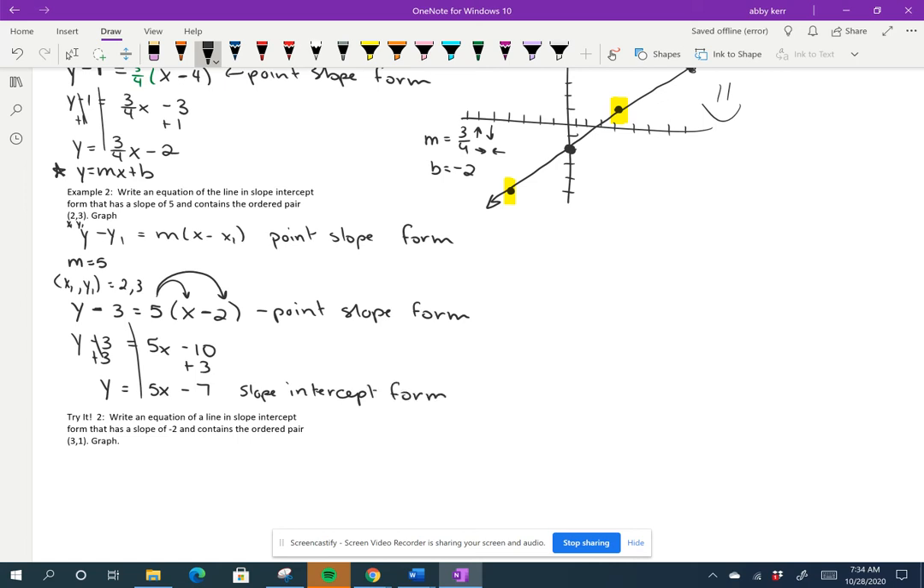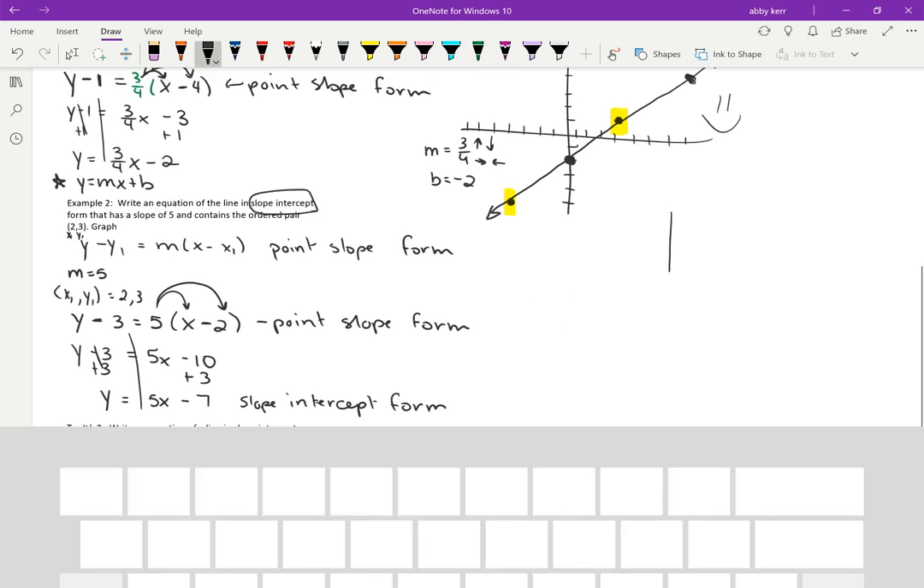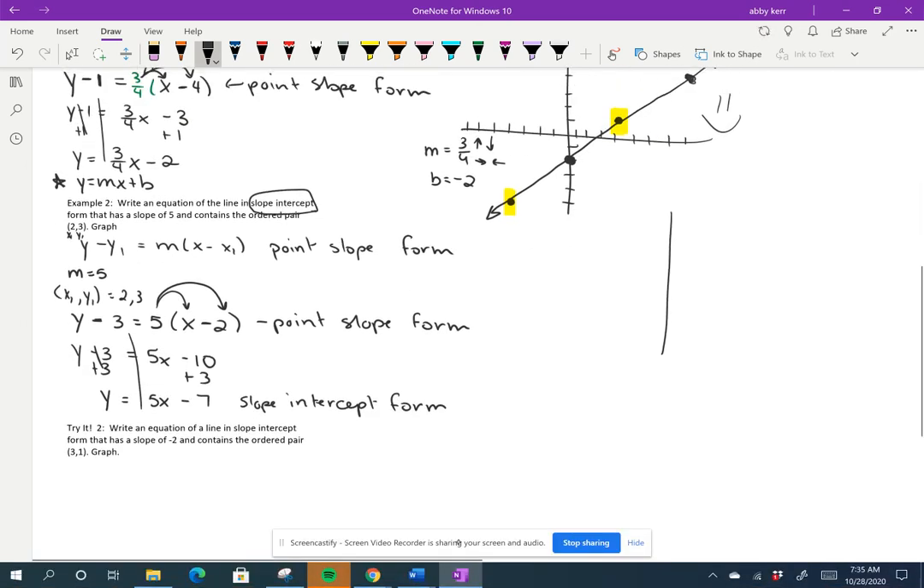Sometimes I'm going to tell you to stop and do just point-slope form. So you really want to make sure that you're following directions. So here it just says slope-intercept. So that's why we had to distribute. Now we're going to graph the best that we can.